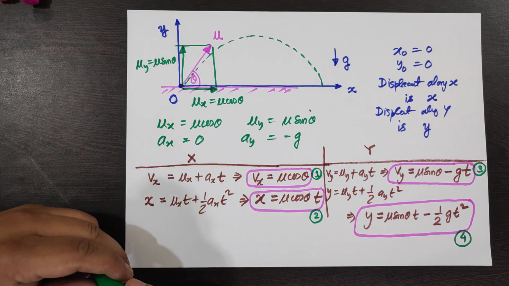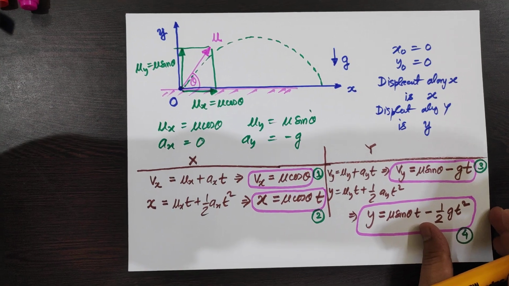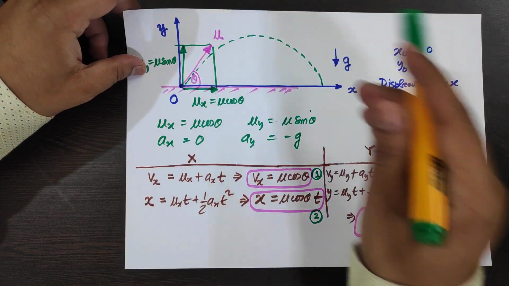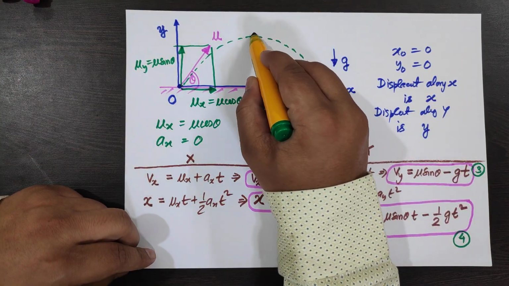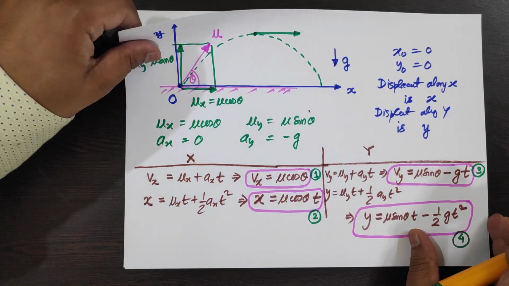Okay. So the first question that has been asked is the time to reach maximum height. So let's see, at this maximum height, velocity is horizontal.